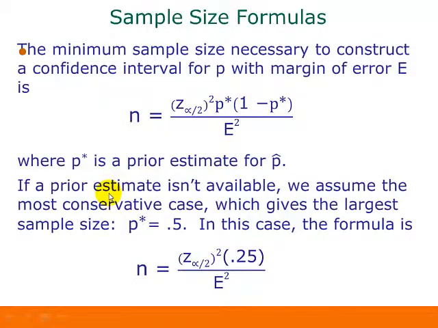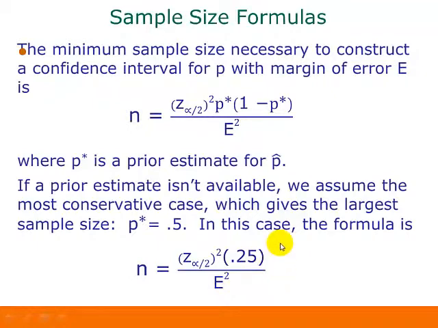Now, if we have no idea, or if a prior estimate isn't available, then we assume the most conservative case, which gives us the largest sample size, and that would be when p star is equal to 0.5. In other words, if we have no way whatsoever of estimating our sample proportion, then we go with the most conservative estimate, which is that our sample proportion is just 1/2 or 0.5. In this case, the formula is a little simpler. We take our critical value and square it times 0.25 and divide by E squared.